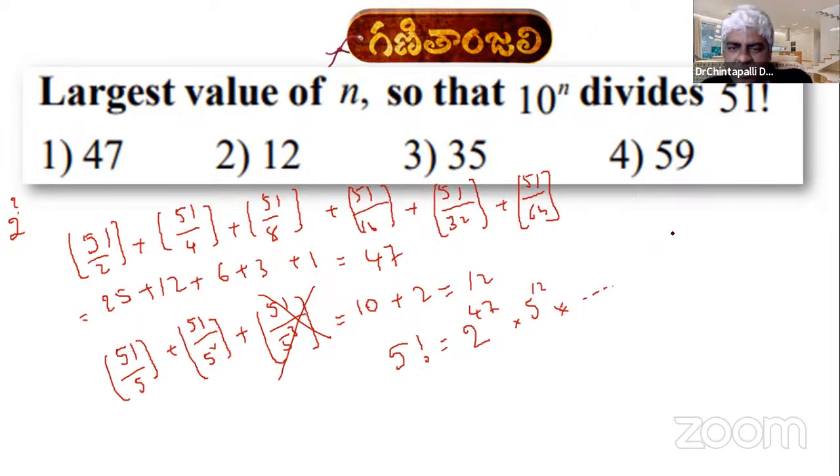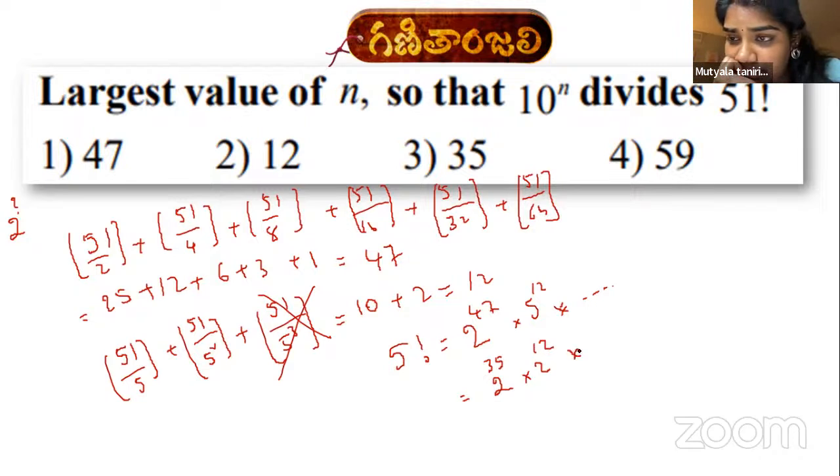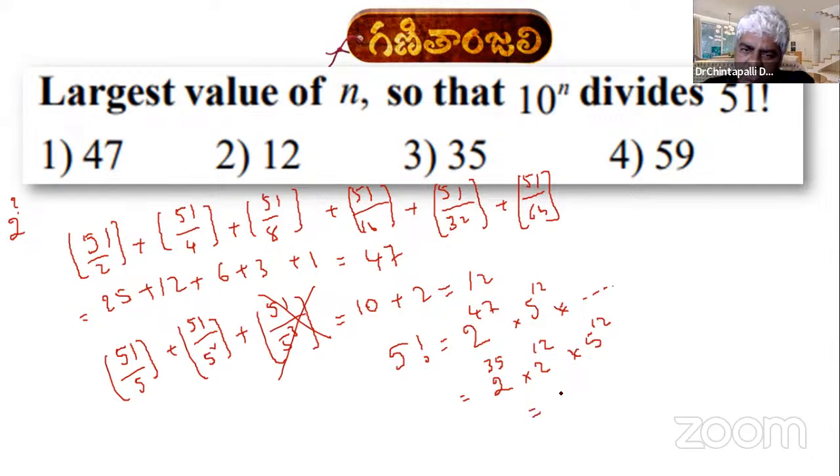Now, 2 power 47 can be written as 2 power 35 into 2 power 12. Agree? Yes, sir. Into 5 power 12. Now 2 power 35 into 2 times 5 whole power 12. It is equal to 2 power 35 times 10 to the power 12. Yeah. Got the answer?